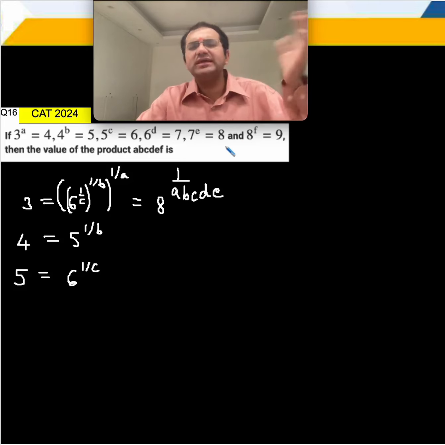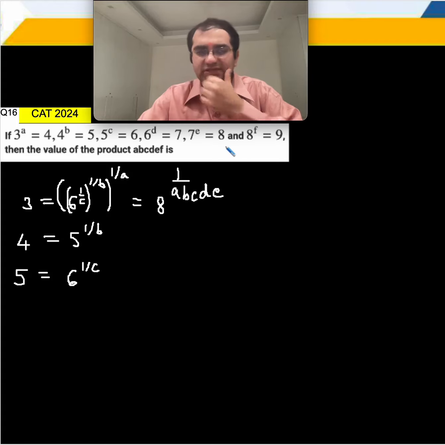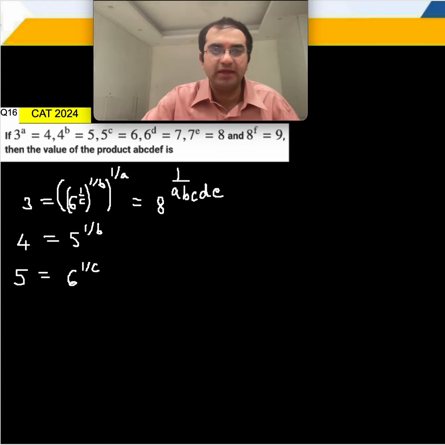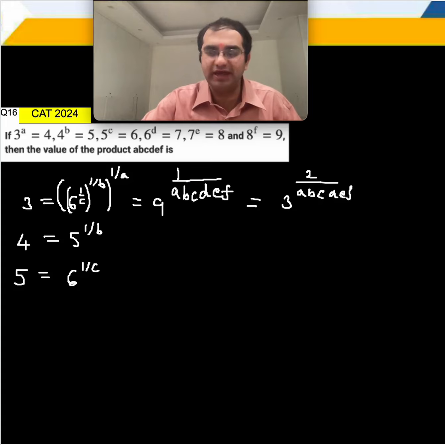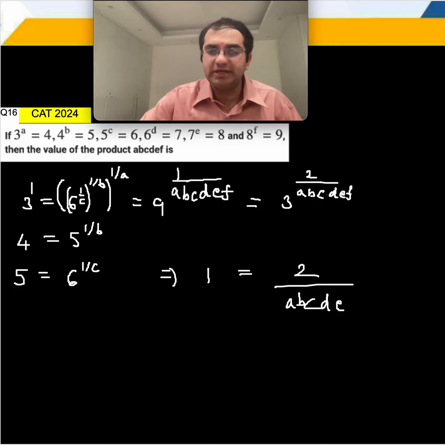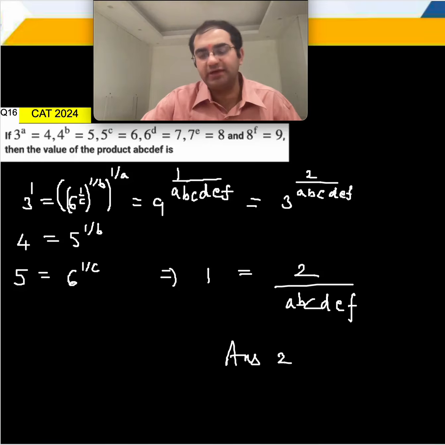Following from here the same process, if you write everything down it will just take more time. And then remove 8, and here in the power f comes in the denominator. And 9 is of course 3 square, so this is equal to 3 power 2. So 3 square, so the whole power gets multiplied by 2. So 2 upon abcdef, which is equal to this 3 power 1. So equate the powers. 1 is equal to 2 upon abcdef. So your answer comes by cross multiplying. 2 is the right answer for question 16.